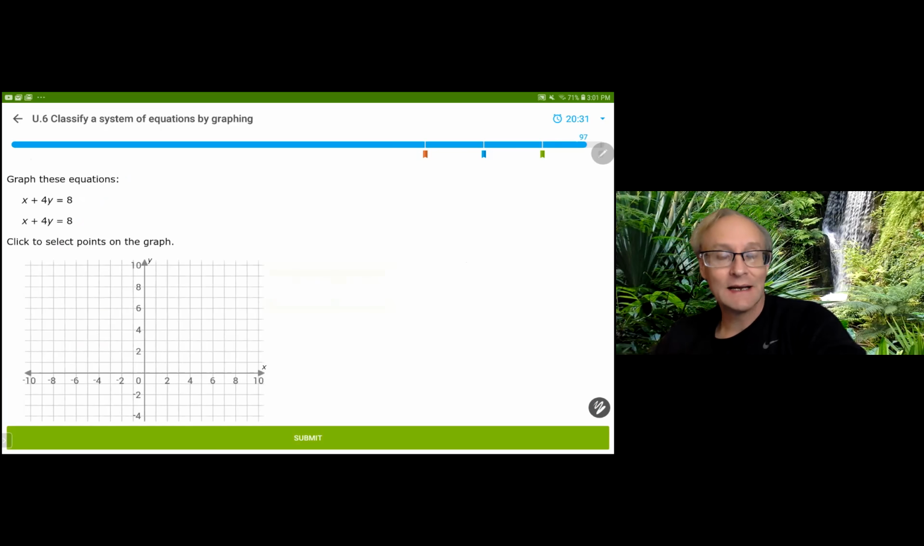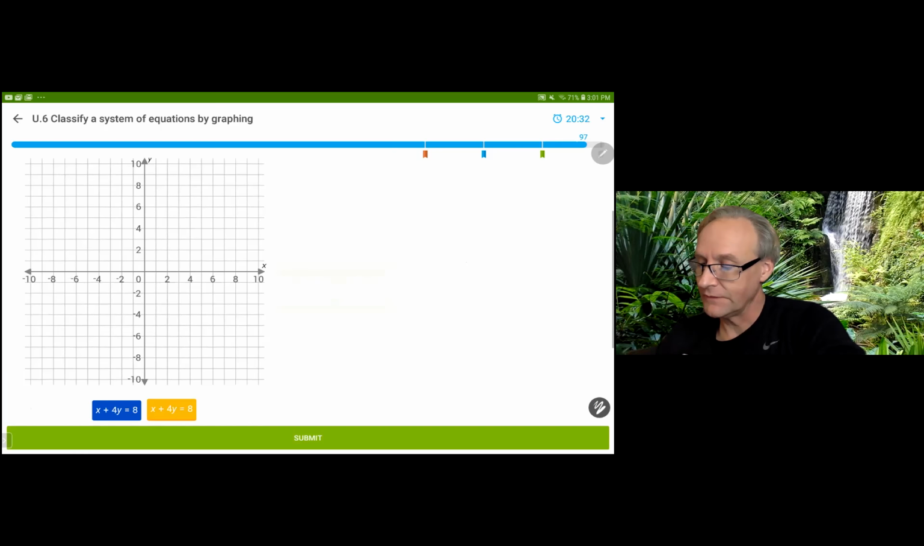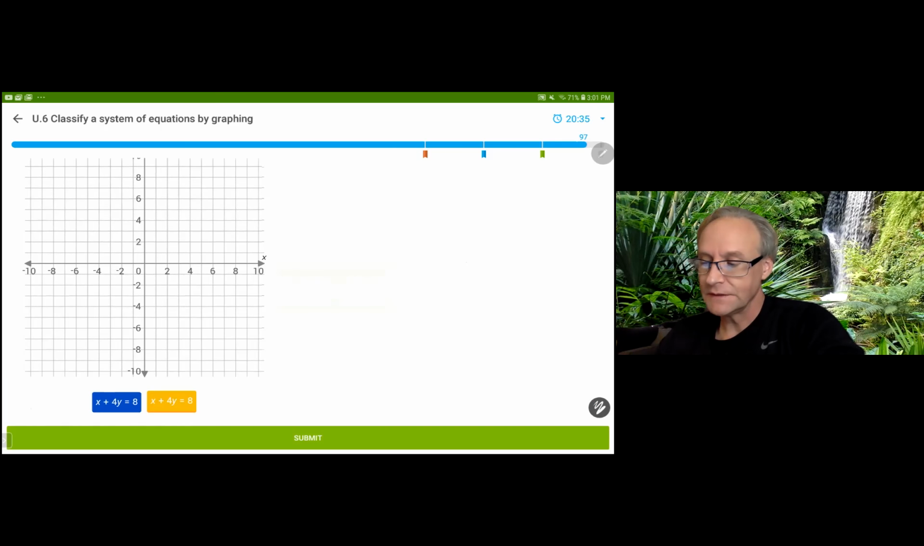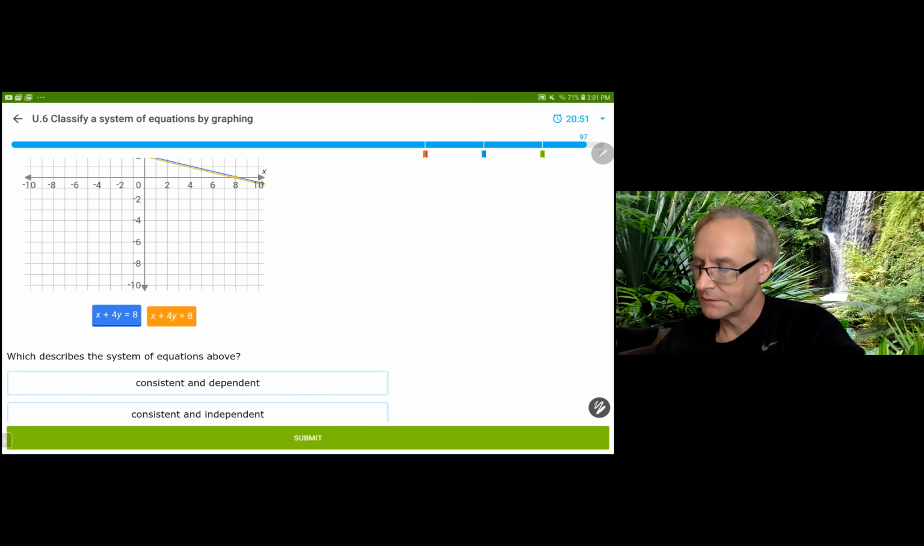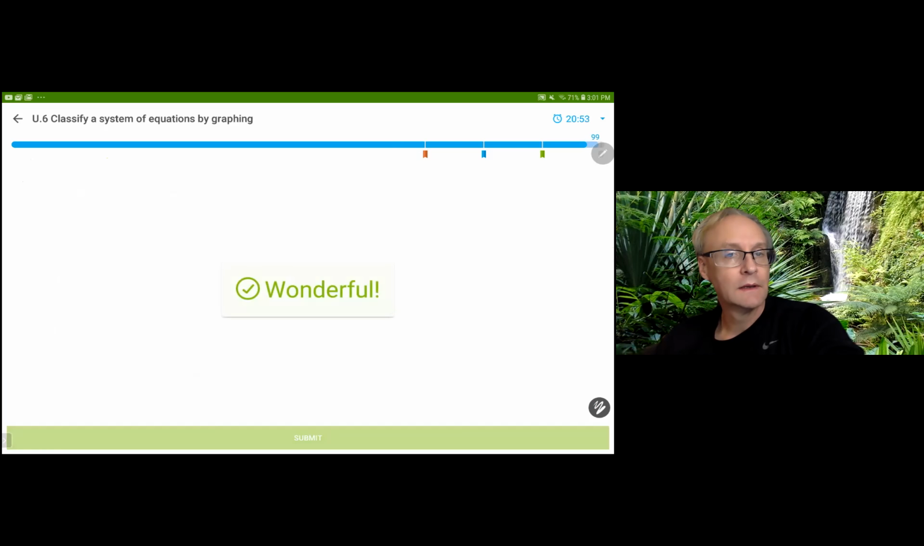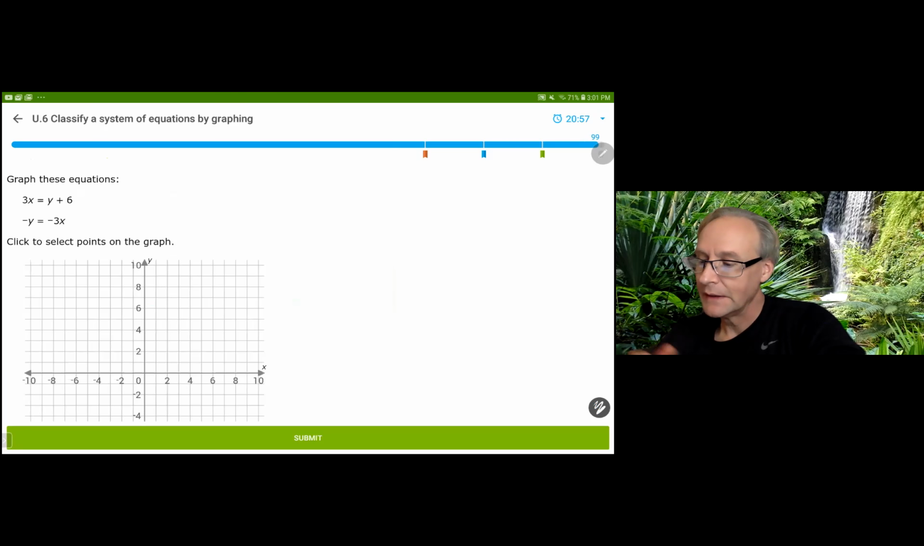Same equation. I'm going to use intercepts. I'm going to do it fairly quickly. Let's do this one. If x is 0, y is 2. And when y is 0, x is 8. There's one of them. Here's the other one. Same 2 points because it's the same equation. Dependent and consistent. There we go. And we have one last one. And I hope you guys will try it yourself.